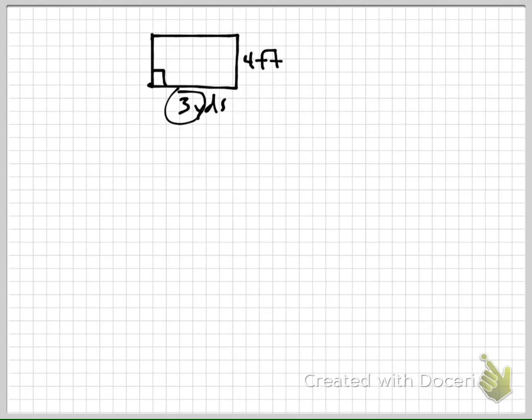You're going to turn this 3 yards into 9 feet. Now you go 4 feet times 9 feet is 36 squared feet. Does that make sense? Which is totally legal. Anybody have any idea how many square yards is 36 square feet?